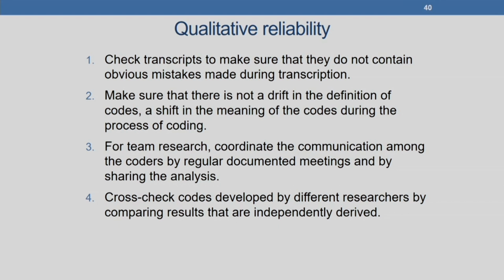We need to check transcripts to make sure that they do not contain obvious mistakes made during the transcription. We make sure that there is not a drift in the definition of codes, a shift in the meaning of the codes during the process of coding. For team research, we coordinate the communication among the coders by regular documented meetings and by sharing the analysis. We also cross-check codes developed by different researchers by comparing results that are independently derived.